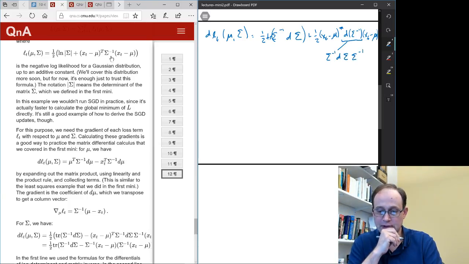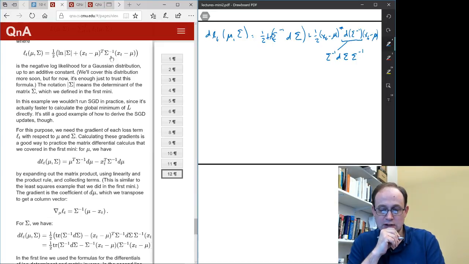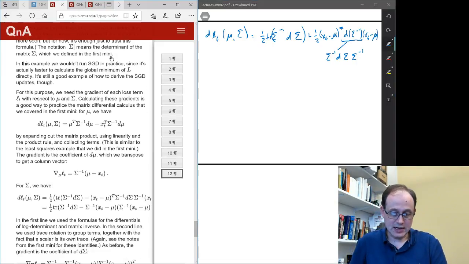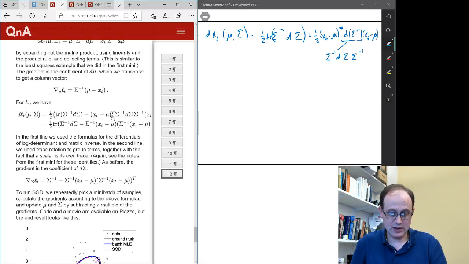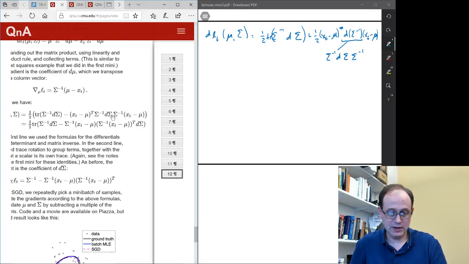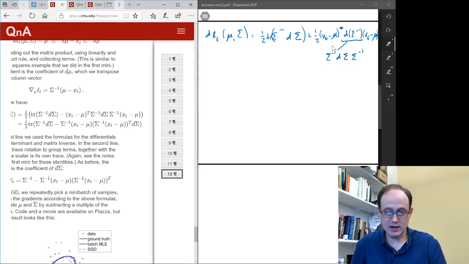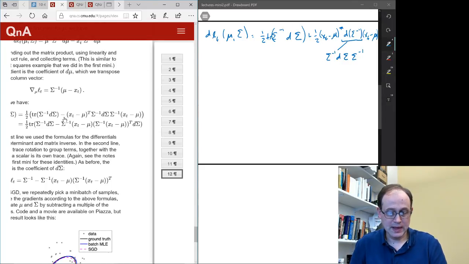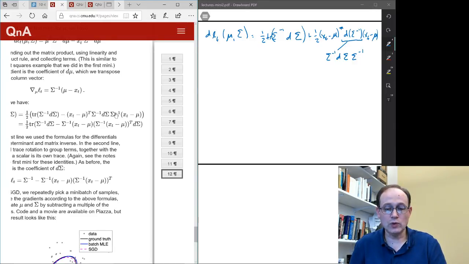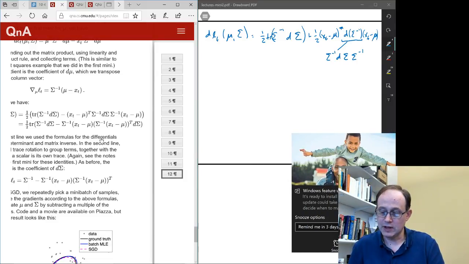All right. So that gets us the first line down here. This expression right here is exactly this expression here. And then to get this second line, why are we not done? I mean, we've computed the differential, but what we would like to do is get the gradient, and the gradient is the coefficient of d sigma in the differential.